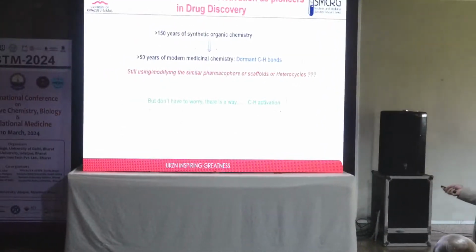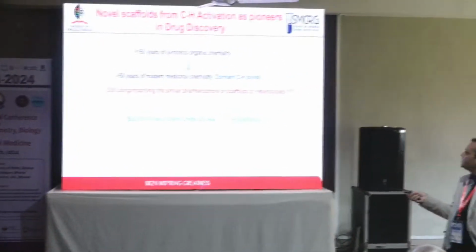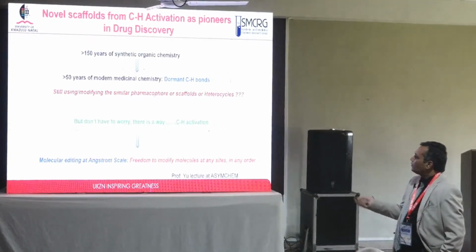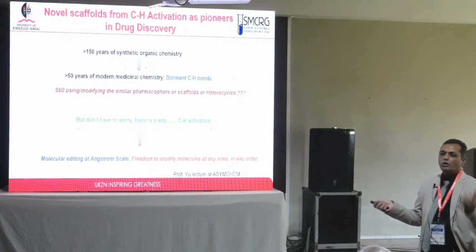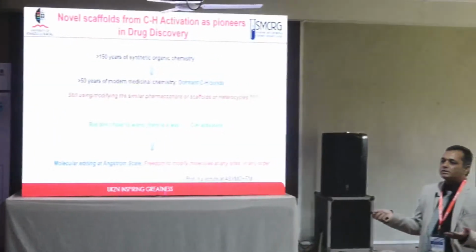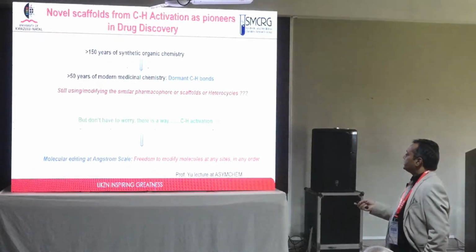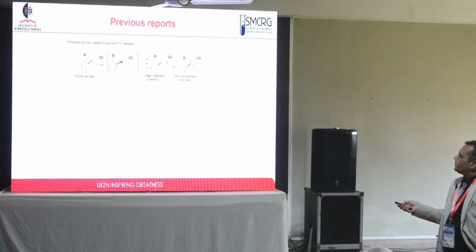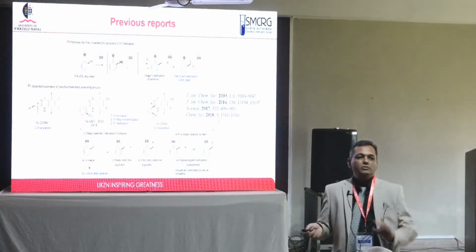Organic chemistry, 50 years of modern medicinal chemistry, dormant in CH bonds, but now we have this powerful tool where many drug molecules can be synthesized in a fewer number of steps. Okay, so going further from here, this is the previous report of the work. Just to give you a little bit of background.